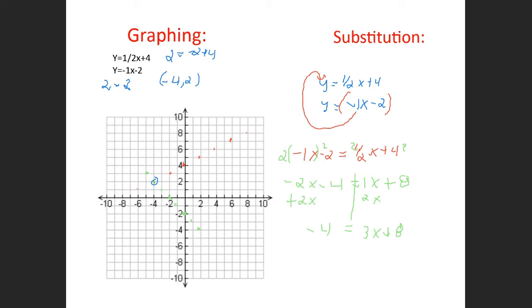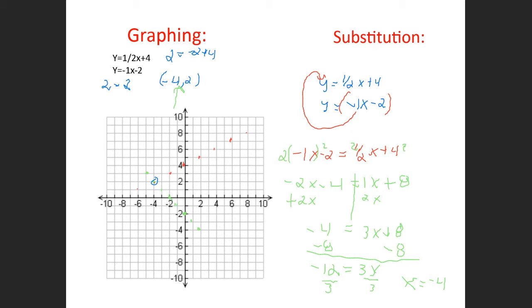Okay, so now I'm going to subtract 8 from both sides because I want to get the variable by itself. So I'm going to subtract 8. And I end up with negative 12 is equal to 3x. I'm solving for x, so I'm going to divide through by 3 here. And x is equal to negative 4. Is that what I got when I graphed it? Look at that. It sure is.